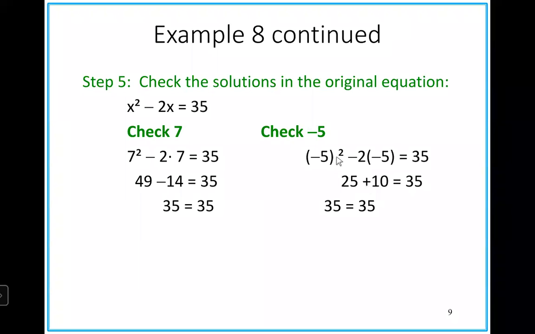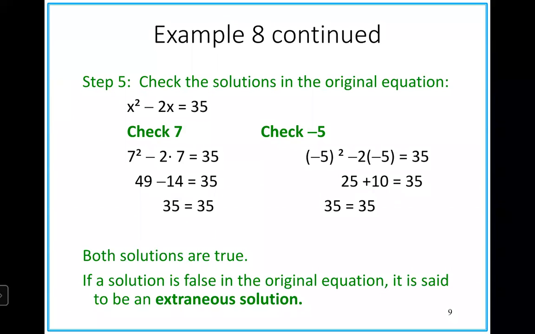And then we check it with negative 5. So you're going to have negative 5 squared minus 2 times negative 5 equals 35. That's the original equation you had. Negative 5 times negative 5 is a positive 25, negative 2 times negative 5 is a positive 10, and 25 plus 10 is 35. So 35 equals 35 shows that the values that we got were correct. So we had two possible answers, either 7 or negative 5.